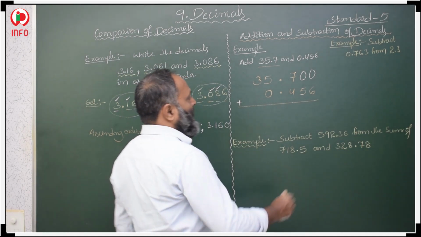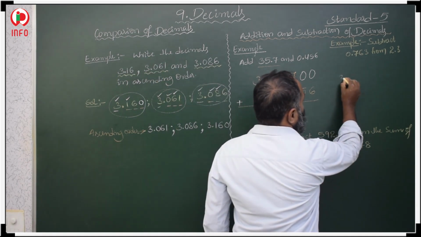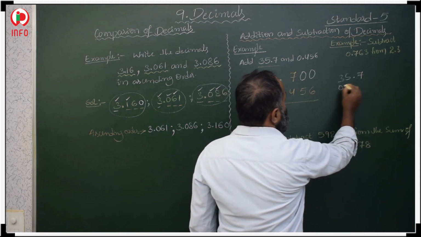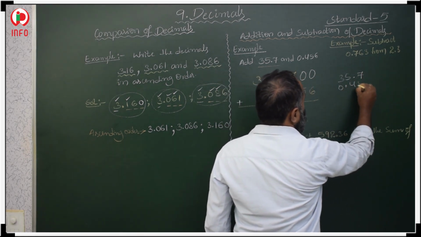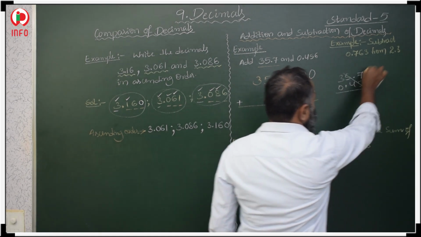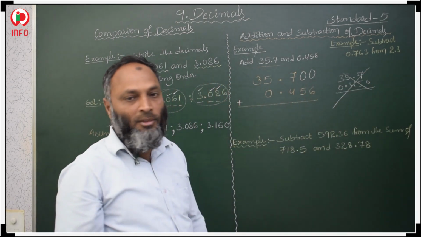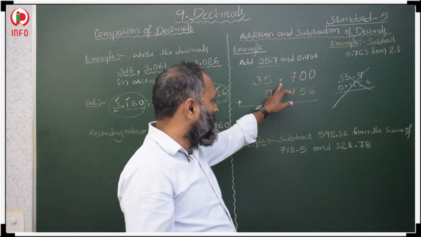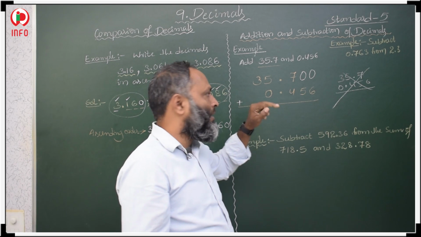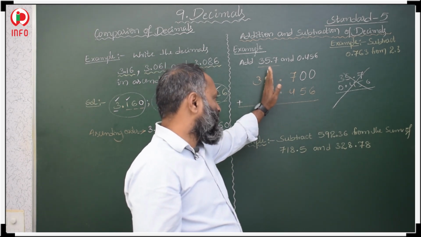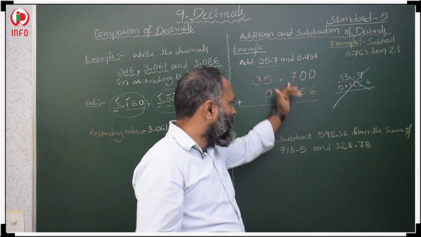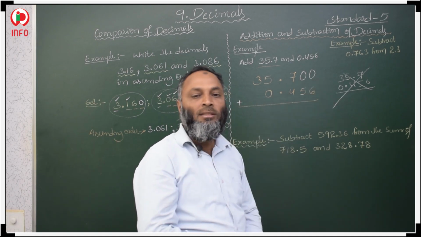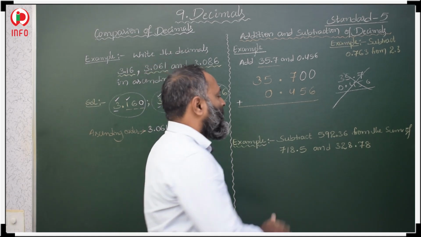Now if we add, this is the method to keep our digits: the hundredths digit we have to take in the hundredths place, the tenths digit in the tenths place. Okay, don't write in zigzag, like 35.7 is given, 35.7 like that, and 0.456. No, this method is completely wrong. We should take the point exactly below the decimal point, so write your decimal point, and after that the ones digit in the ones place, the tenths digit in the tenths place, the hundredths digit in the hundredths place, the thousandths digit in the thousandths place, in that order.